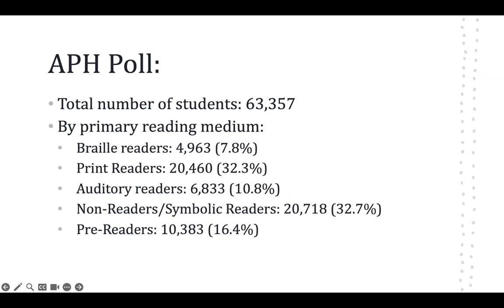Another study looked at students to see, based off of their visual impairments, which ones were most common, or what do they use? So Braille was used about 7% of the time, print readers about 32% of the time, auditory readers about 10% of the time, non-readers or symbolic readers about 32% of the time, and then pre-readers about 16.4% of the time. And so just kind of interesting for younger individuals, students, what were the most commonly used types.